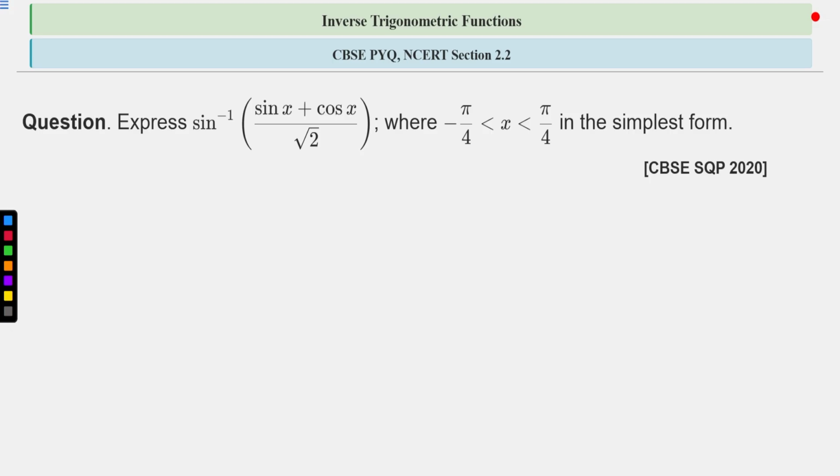So again, the hint of this question is: what can we do? We will try to express (sin x plus cos x) upon root 2, that is, 1 by root 2 into sin x plus 1 by root 2 into cos x. And we will try to write it as sin(a plus b) or sin(a minus b). Finally, we will get the expression sin inverse sin of something, sin inverse sin theta, which is basically theta. Clear? So in this way, we can easily simplify this.